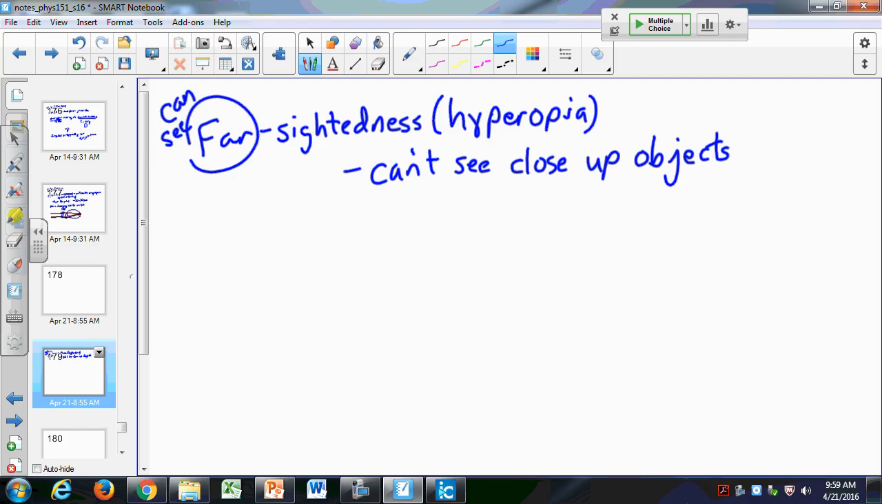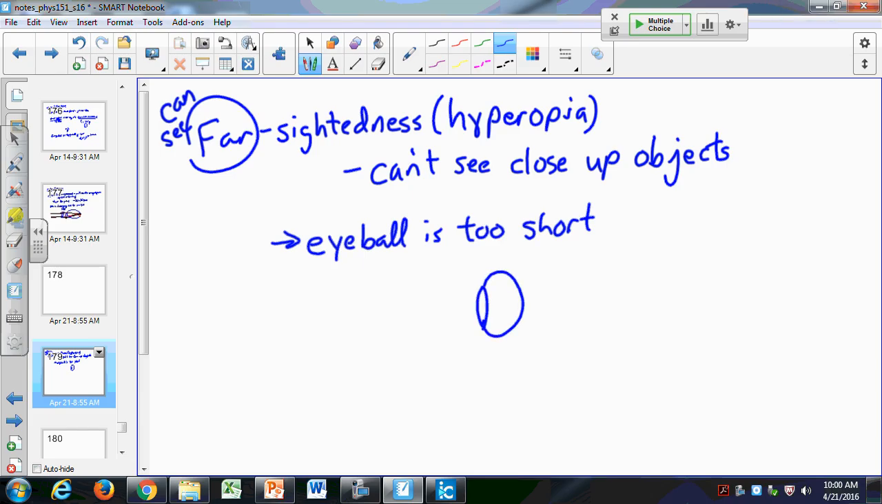Whereas with nearsightedness, the eyeball is too long. With hyperopia, the eyeball here is too short. All right, so I'll exaggerate this a little bit. There's my lens. There's my eye. It's sort of an oval looking like this, squished down, too short. And then if I have light rays that come in from an object that's really far away, the image will form back here. So in this case, my image forms behind the retina.